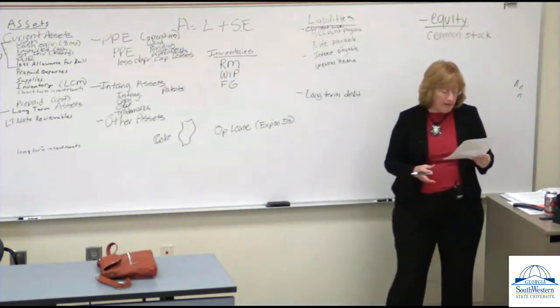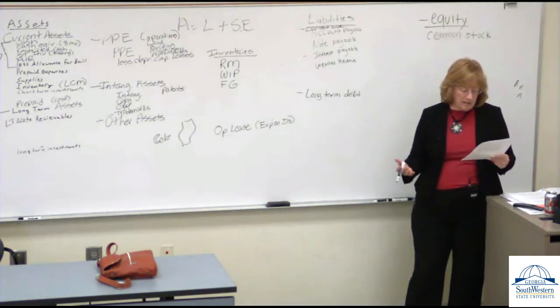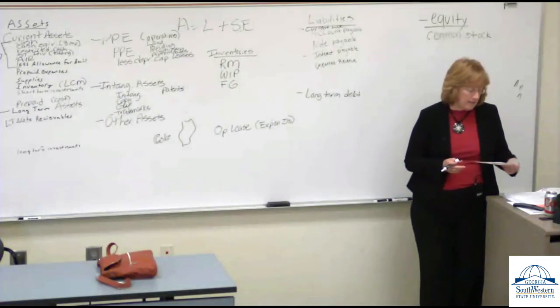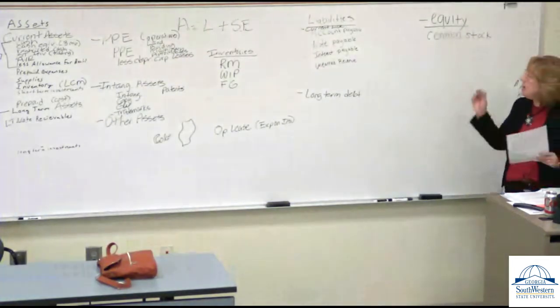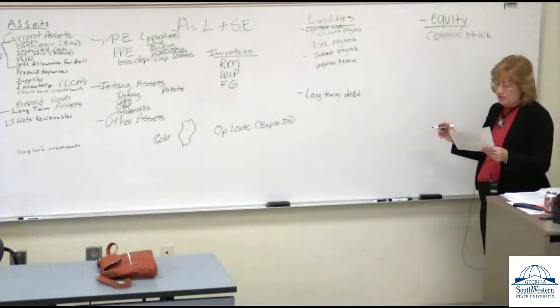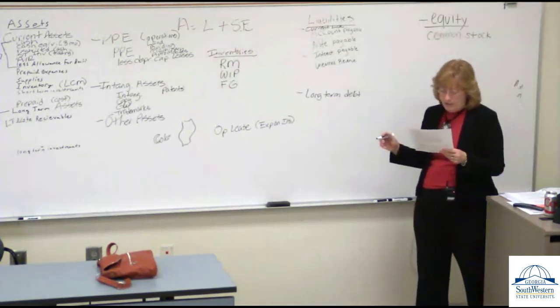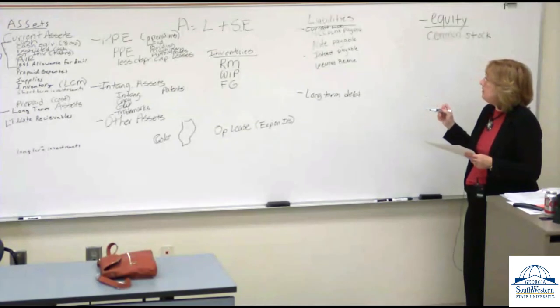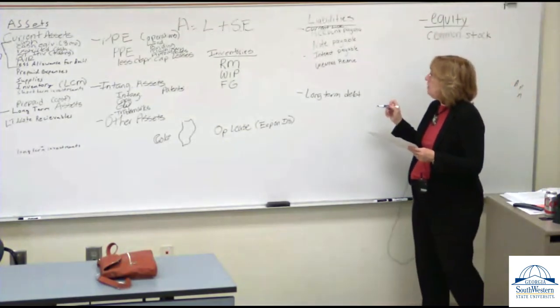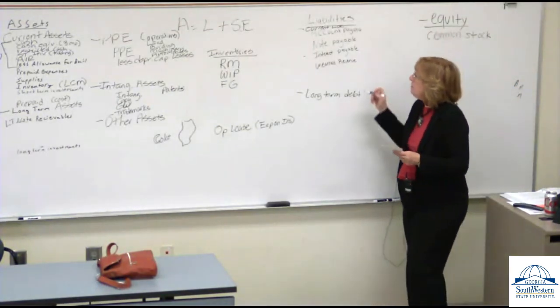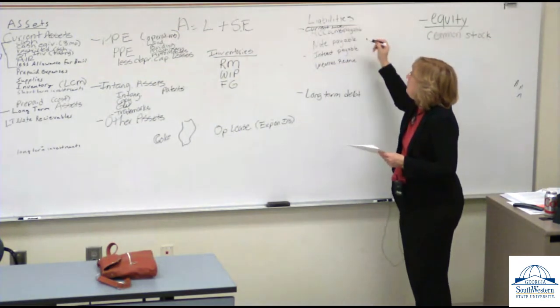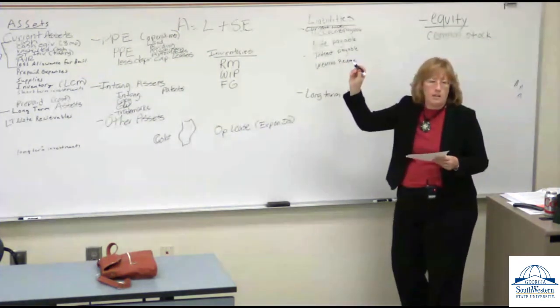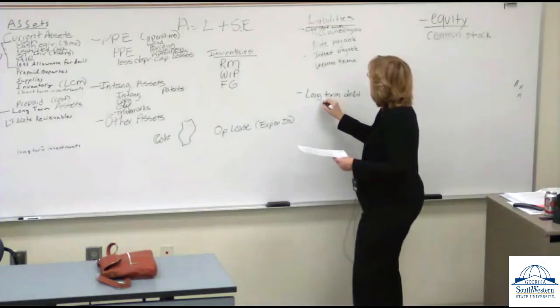Okay, and then other assets, there's a lot of different things that might go in other assets. Okay, so now let's look at the liabilities section, which is much easier. Current liabilities, we've kind of gotten a good list here. Accounts payable, notes payable.